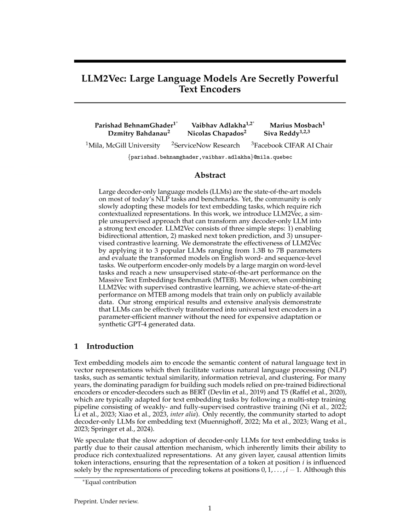While this mechanism is necessary for generative capabilities, it is suboptimal for text embeddings, as it hinders the representations from capturing information across the entire input sequence. This architectural constraint makes it challenging for decoder-only LLMs to effectively encode semantic content in vector representations for tasks like semantic textual similarity, information retrieval, and clustering. The paper suggests that this limitation has led to a slow adoption of decoder-only LLMs for text embedding tasks, as the models struggle to produce comprehensive contextualized representations needed for various natural language processing tasks.